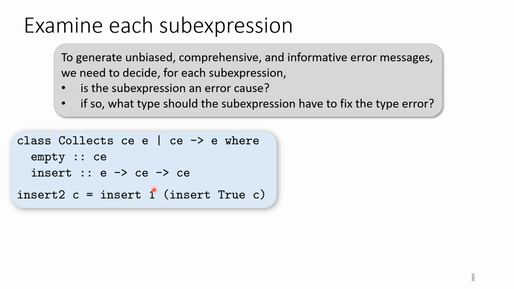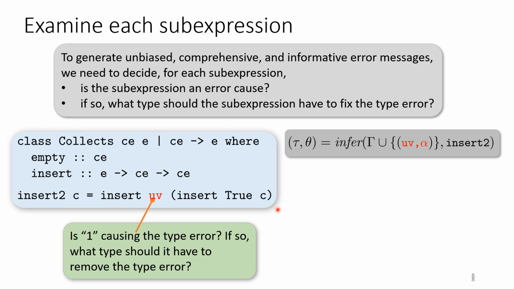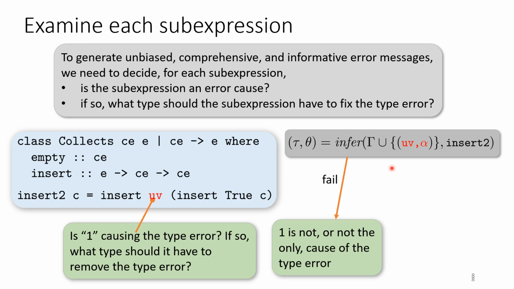Let's say we want to find out if one causes a type error. What we can do here is replace one with a variable called UV. Now we have a new sub-expression, and we try to run type inference on this expression under the assumption that UV has a fresh type variable alpha. Here alpha indicates that we can change one to something of any type, since alpha is unconstrained. There are two possible outcomes of this type inference.